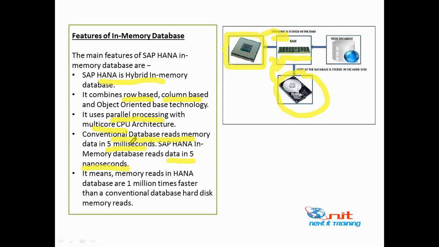Just see the difference, guys. 5 milliseconds versus 5 nanoseconds. It's such a difference here. That itself shows how quick it is. Memory reads in HANA database are 1 million times faster than our regular database hard disk. So you can clearly understand the advantage of SAP HANA: 1 million times faster than our regular RDBMS. That powerful is our SAP HANA database. So, any questions here?